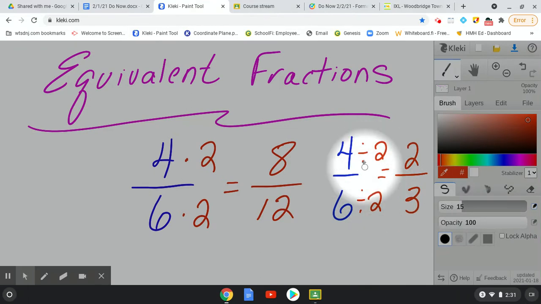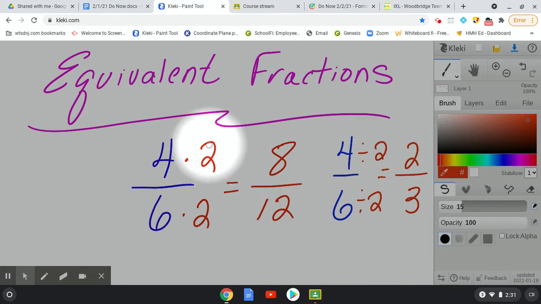Now, you just have to remember when you are dividing, you have to make sure the numerator and the denominator are divisible by that number evenly. That's why it tends to be easier just to use multiplication and use small numbers to make life easy. Okay? So that's all there is to equivalent fractions.